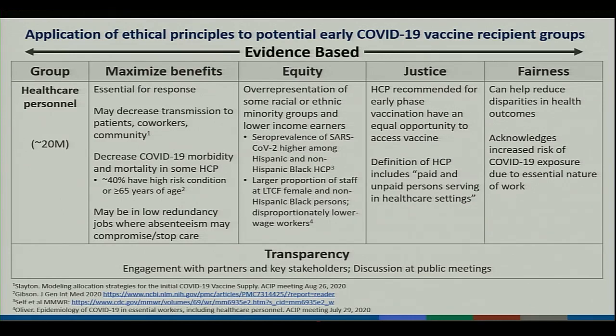Under justice, healthcare personnel should have equal opportunity to access vaccine. In addition, the definition of healthcare personnel is broad and includes both paid and unpaid persons serving in healthcare settings. Under fairness, vaccination of healthcare personnel could help reduce disparities in health outcomes based on the inequities just discussed, and it acknowledges the increased risk of exposure due to their nature of work. And finally, transparency will involve engagement with partners and key stakeholders, as well as discussion at public meetings. Next slide.